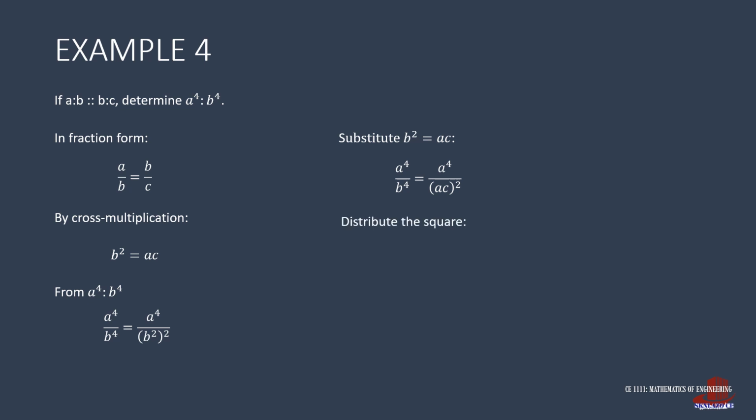Distribute the square in the denominator to have a raised to 4 over a squared times c squared, where we can cross out some of the a's. So the simplified proportion of a raised to 4 over b raised to 4 is a squared over c squared. This can be written in proportion form as a raised to 4 is to b raised to 4 as a squared is to c squared.